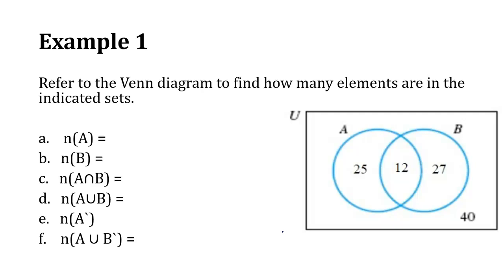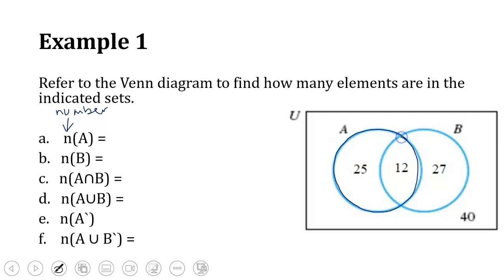So looking at A, this first N just means number. So what is the number in set A? Set A is this entire circle. So what numbers are included in set A? Well, we have the 25 plus the 12. So in set A, we have 37.